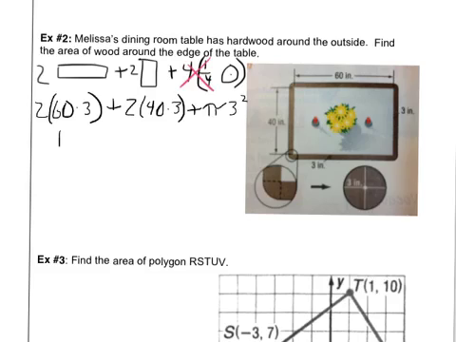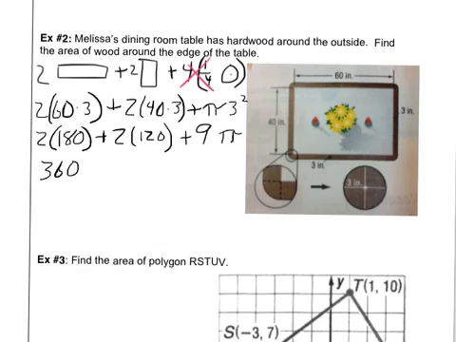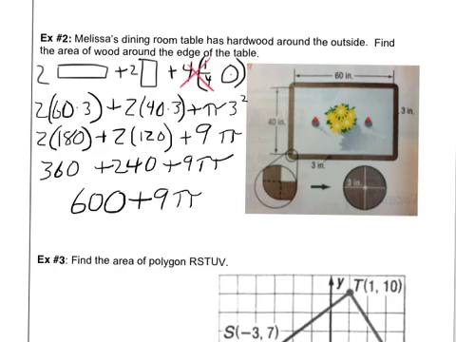Well, 60 times 3 is 180. And 40 times 3 is 120. And 3 squared is 9, so we put the 9 in front, and then pi. And 2 times 180, that's 360, plus 240, plus 9 pi. And 360 plus 240, that's 600, plus 9 pi. Alright, that's my exact answer.